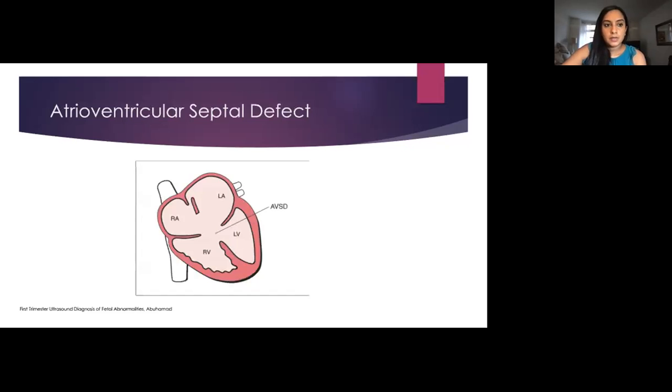In terms of atrioventricular septal defects, this represents a cardiac abnormality characterized by a deficient atrioventricular septum and abnormalities of the AV valves, primarily resulting in the presence of a common AV junction. In the complete form of this, there's a combination of atrial septum primum defect and an inlet VSD with an abnormal AV valve, which connects the right to the left ventricle, which we can see here.